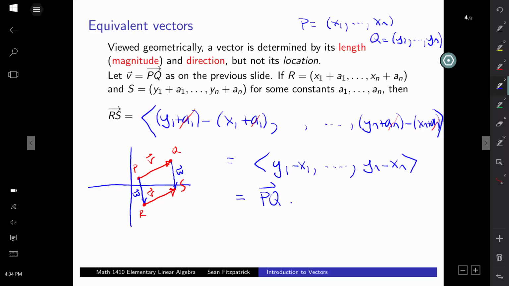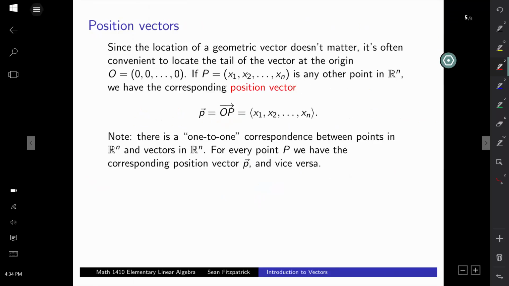So if you translate the vector, if you make the same change to the tail that you make to the tip, you're not actually affecting the vector. You're not affecting these numbers that give us the information about the vector. So we don't care about location. We only care about the length of the vector and the direction of the vector. Okay. All right.